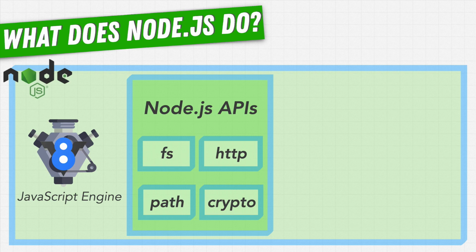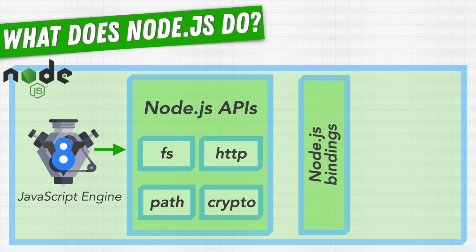Now, when V8 sees some code that uses these features, it'll say, okay, I need some help to execute this. And it'll call the corresponding functionality in our Node.js APIs. Some of this is written in JavaScript, but also in lower-level languages. Languages that are more like the machine code that the hardware on your computer speaks, like C and C++. And that's where these Node.js bindings come in.